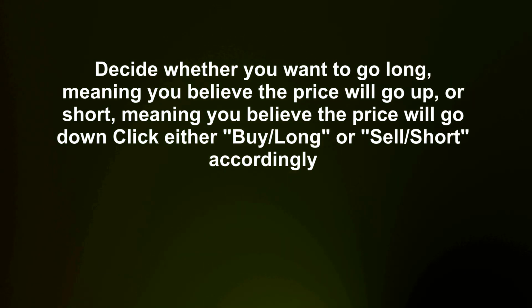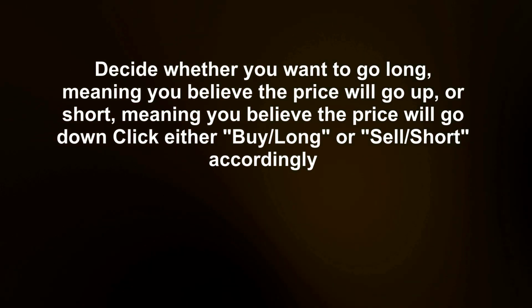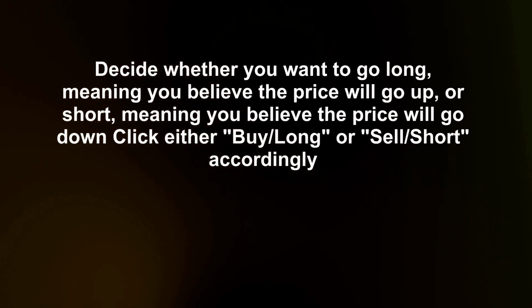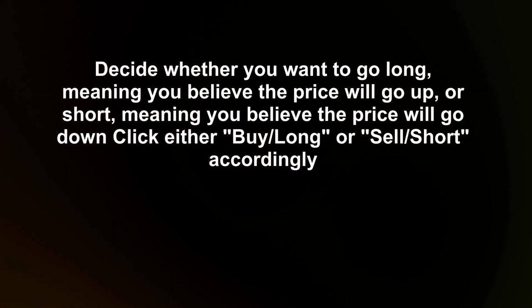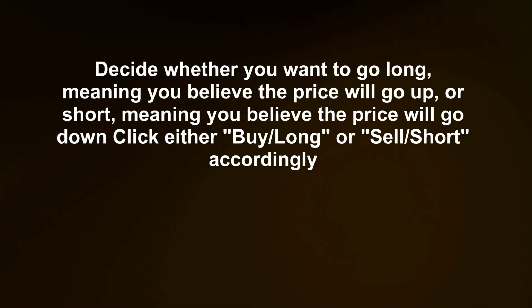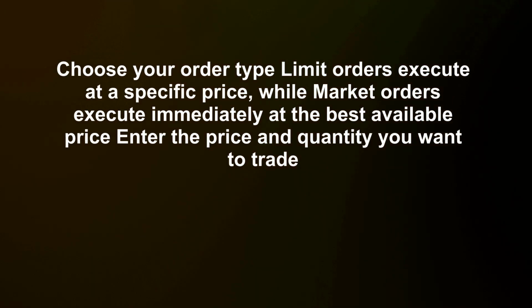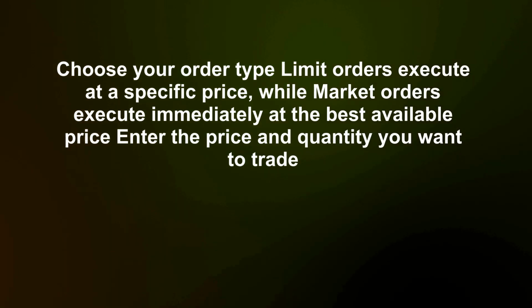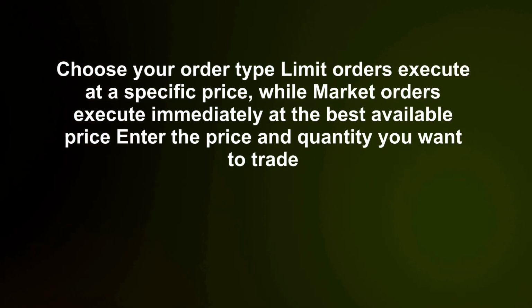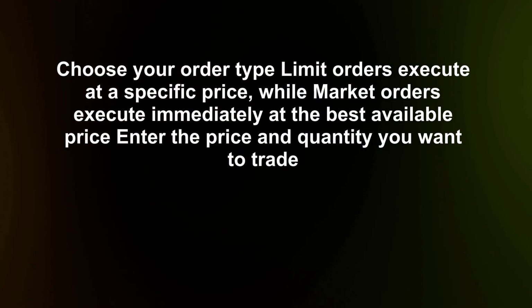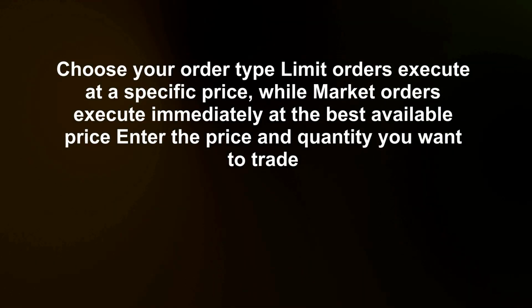Decide whether you want to go long, meaning you believe the price will go up, or short, meaning you believe the price will go down. Click either buy, long, or sell short accordingly. Choose your order type. Limit orders execute at a specific price, while market orders execute immediately at the best available price. Enter the price and quantity you want to trade.